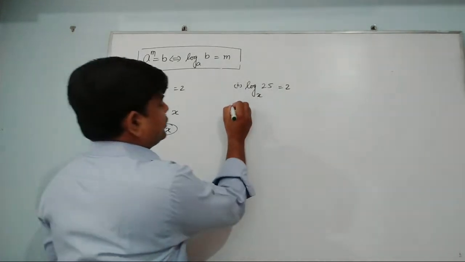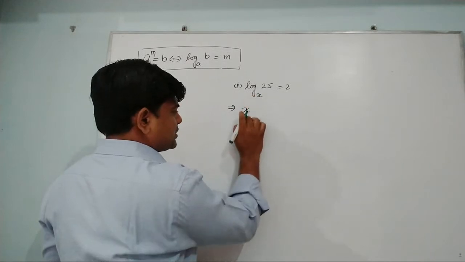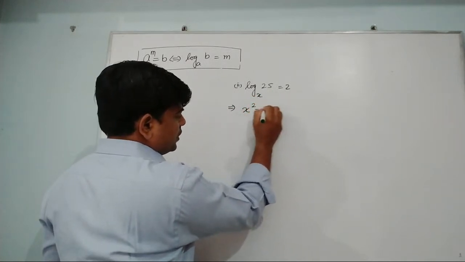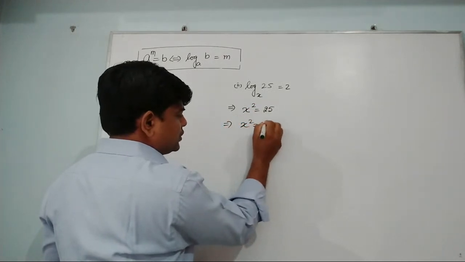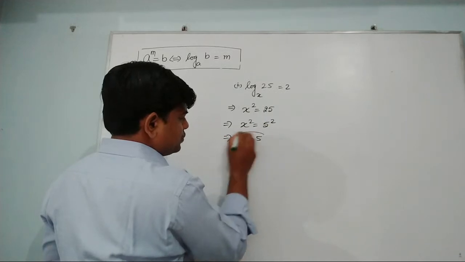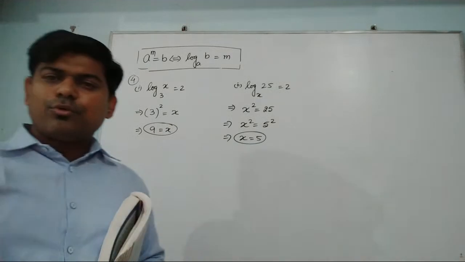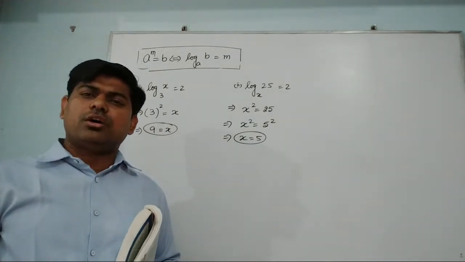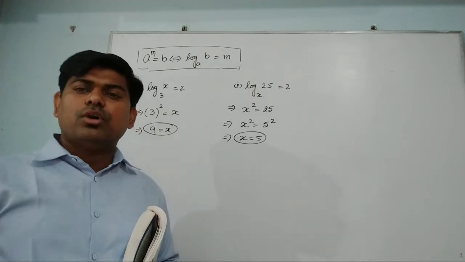But here what should I do? x to the power, base will be x, again x, 2 is equal to 25. I can write x to the power 2 is equal to 5 to the power 2. This is x is equal to 5. Over. Now you can see in both cases we have got the value of x.